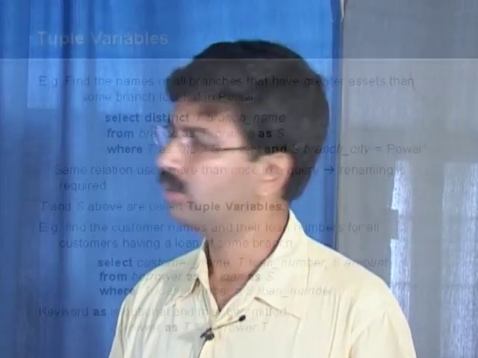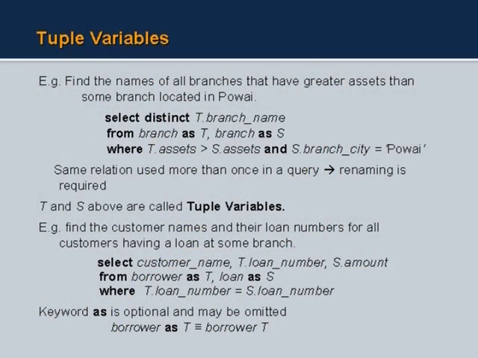You want to find branches which have greater assets than some other branch. So you're comparing two branches. The second branch must be in Powai, and the first branch must have greater assets for it to be output. So we write the query as follows. We have two occurrences of branch in the query, but now we have to give it a new name, otherwise you don't know which one you're referring to.